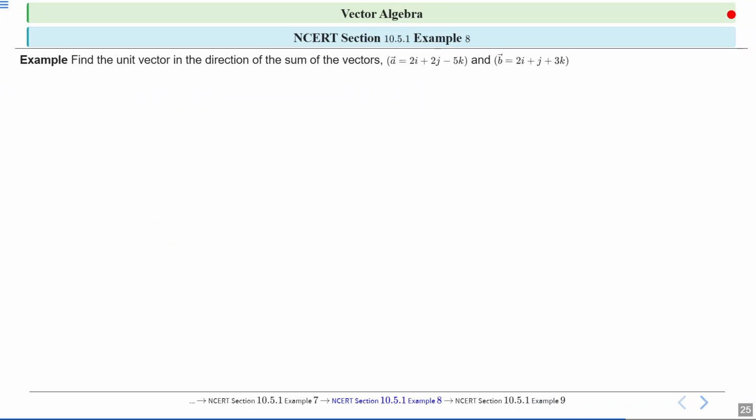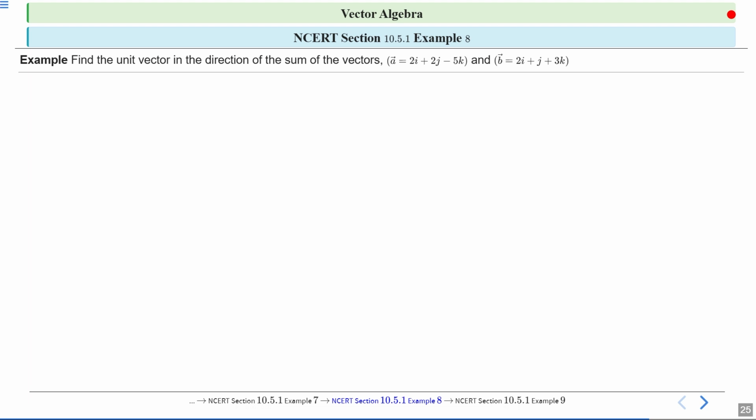Next, NCERT section 10.5.1 example 8. Find the unit vector in the direction of the sum of the vectors a vector equal to 2 i cap plus 2 j cap minus 5 k cap, and b vector equal to 2 i cap plus j cap plus 3 k cap. So again, you have some time to solve or think about the given question. After that, we will discuss the solution part, right?